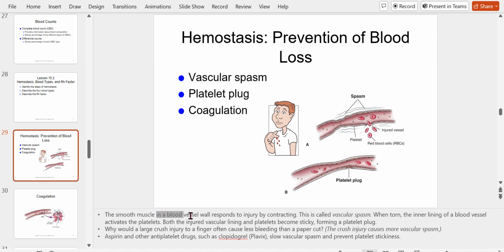The smooth muscle in a blood vessel wall responds to injury by contracting. This is called vascular spasm. When torn, the inner lining of a blood vessel activates the platelets. Both the injured vascular lining and platelets become sticky, forming a platelet plug. Why would a large crush injury to a finger often cause less bleeding than a paper cut? The crush injury causes more vascular spasm.